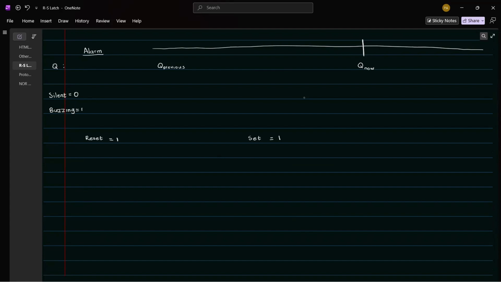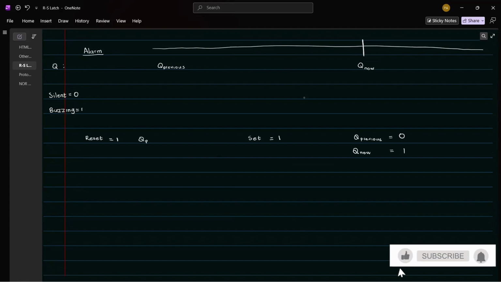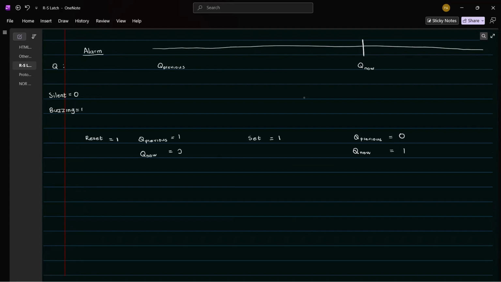So when you are setting the state of Q, Q previous is normally 0. Then when set happens, Q now becomes 1. Similarly, when resetting, Q previous is normally 1. It means it was already making noise and now someone has to stop this annoying noise. So they press the reset button, and Q now will become 0.